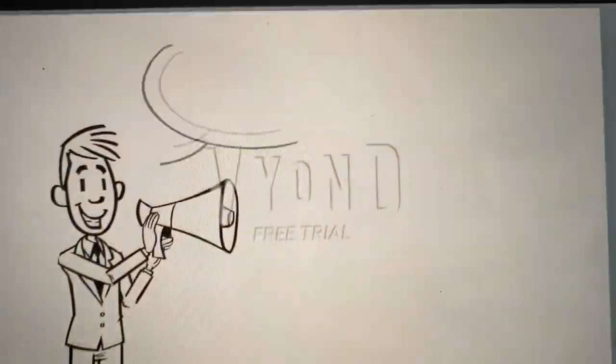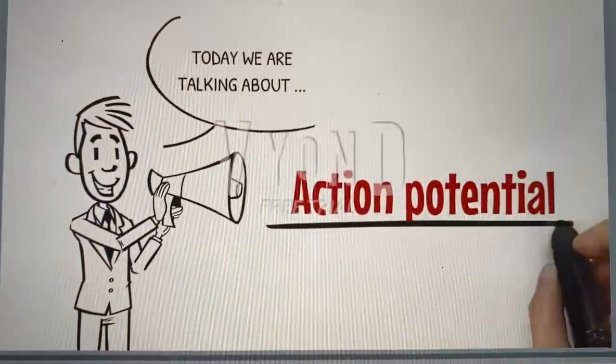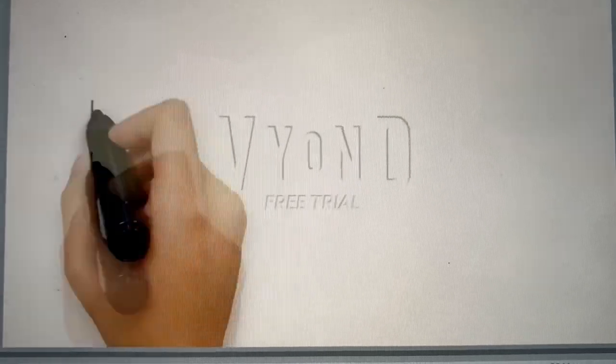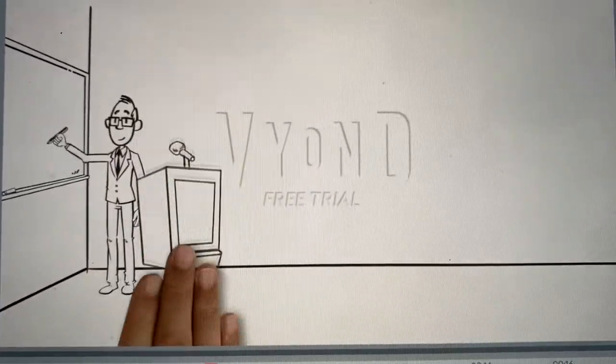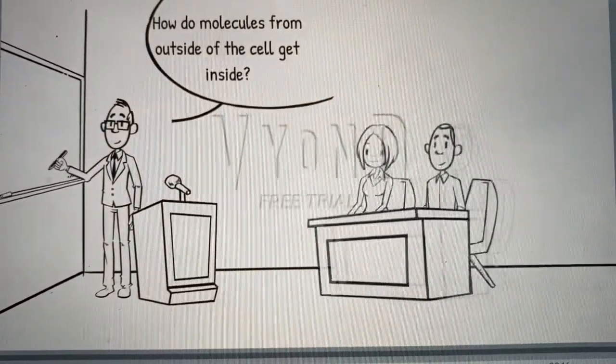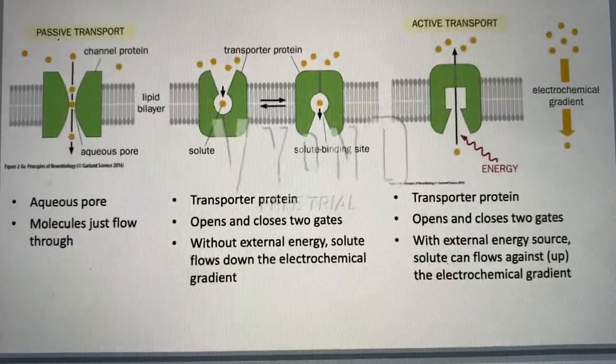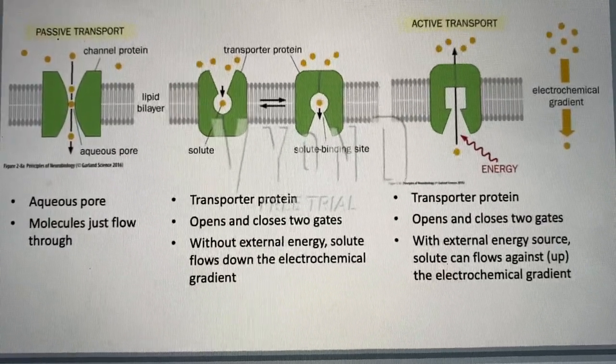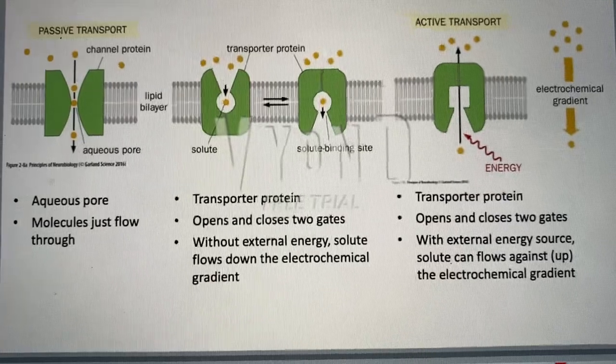Today we will be talking about the general mechanisms of action potential. The question at hand is, how do molecules from outside of the cell get inside? Generally, channels and transporters move solutes passively or actively across neuronal membranes.